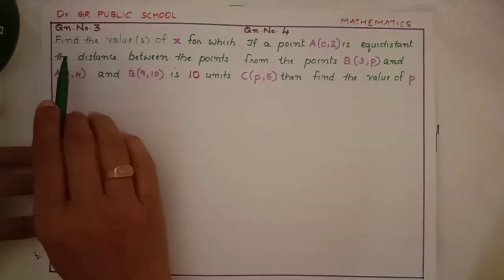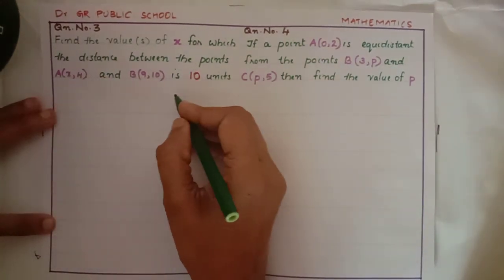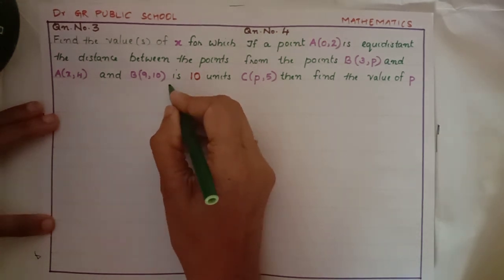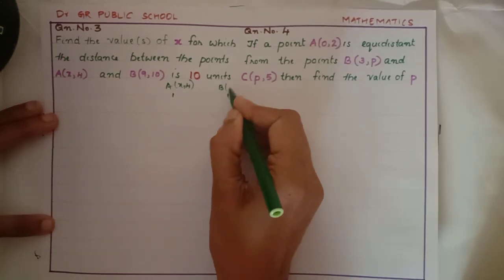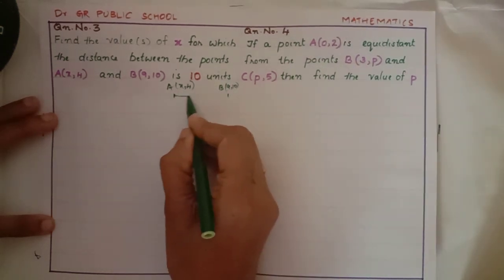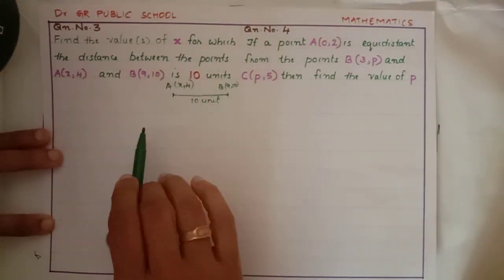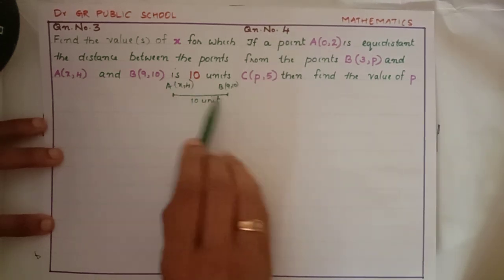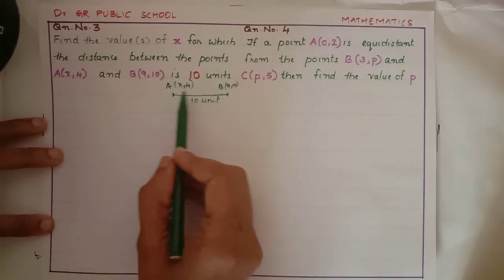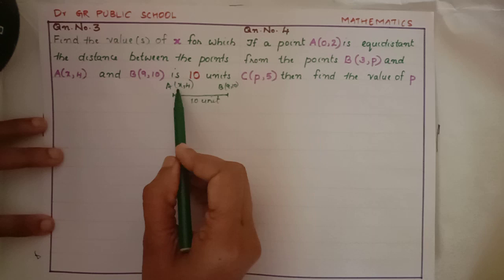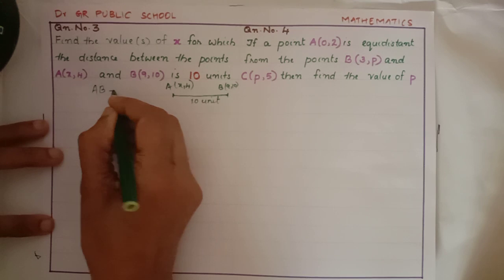Now what is given? Find the value of x for which the distance between the points A and B. Okay. So if there is a point A (x, 4), and here B (9, 10), this distance is given as 10 units. Okay children. So what we can apply here? Distance formula. Again distance formula. AB equal to 10 units. Okay. When we apply that formula and when we simplify, we will get the value of x. So we can write AB equal to 10 units.